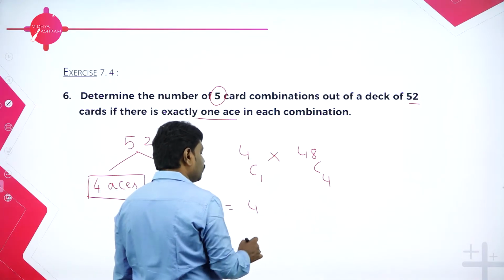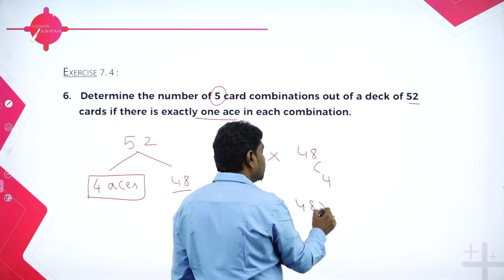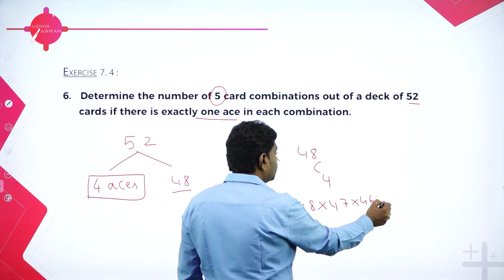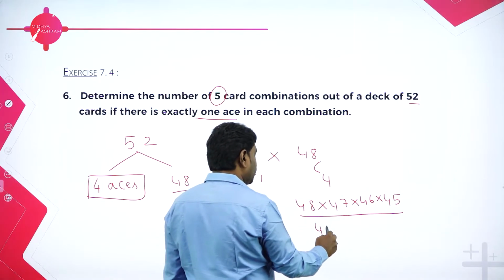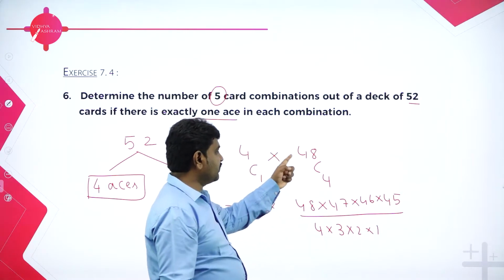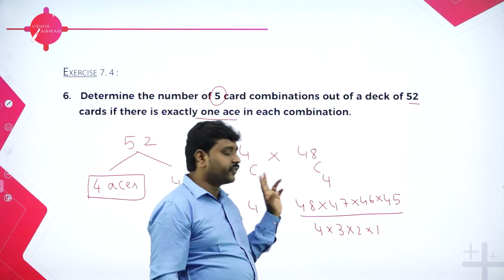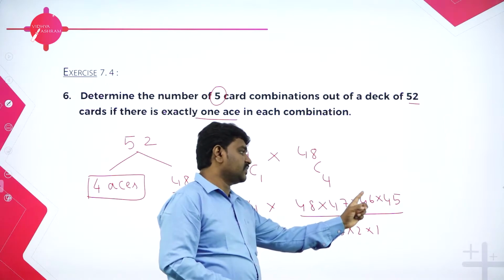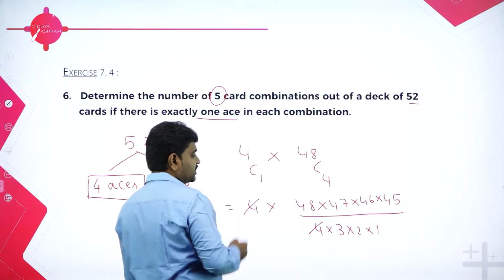What is 4C1? 4. Into 48C4 means from 48 expand 4 terms. 48 into 47 into 46 into 45 divided by 4 factorial. 4 factorial means 4 into 3 into 2 into 1. 48C4 means from 48, 4 terms decreasing: 48, 47, 46, 45. Denominator 4 factorial. Now this 4 and this 4 I can cancel.